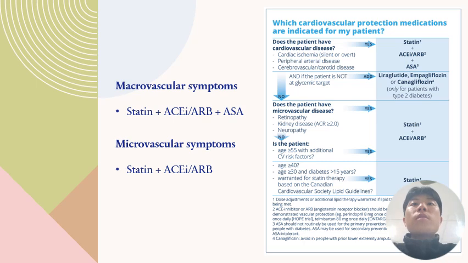Also, we should start medications for cardiovascular protection. For example, if the patient has macrovascular symptoms such as cardiac ischemia or peripheral artery disease, we should start with ACE inhibitor or ARB with aspirin. Also, if the patient has microvascular symptoms such as retinopathy or neuropathy, we should start with ACE inhibitor or ARB.